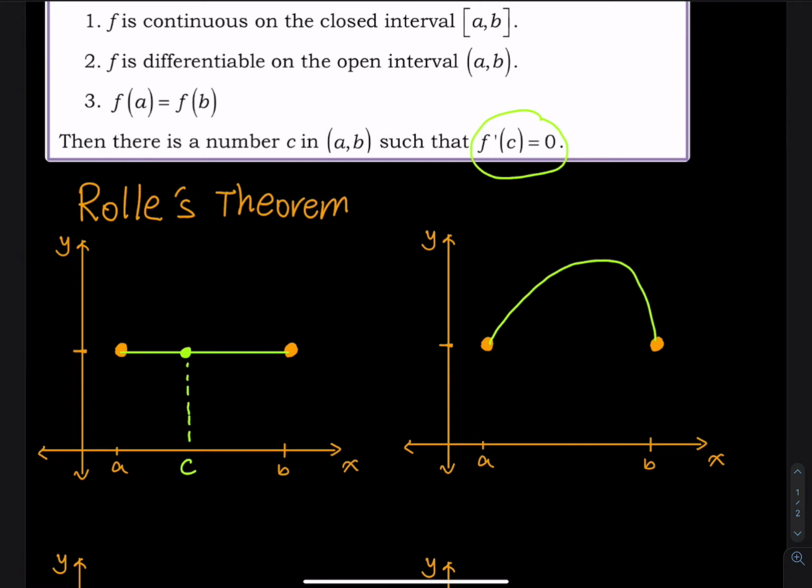All right, so let's say this is at point c. What do we see right here? f'(c) is equal to 0. That means at x equals c, we have a horizontal tangent. All right. So what about this one?